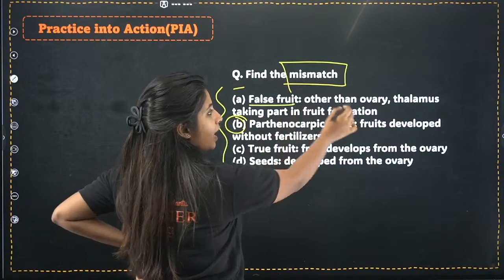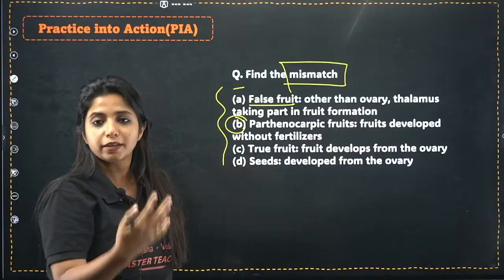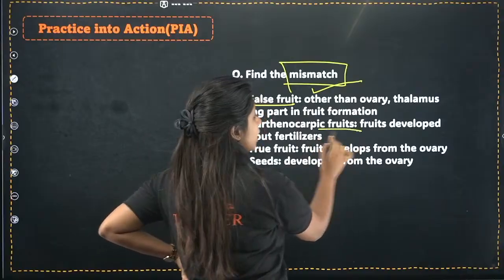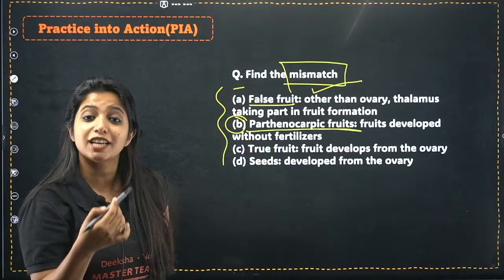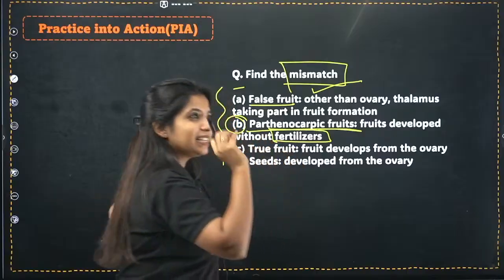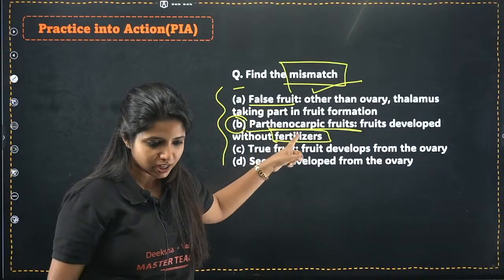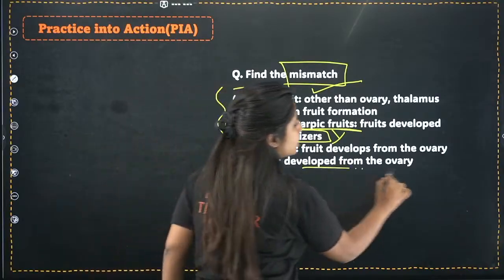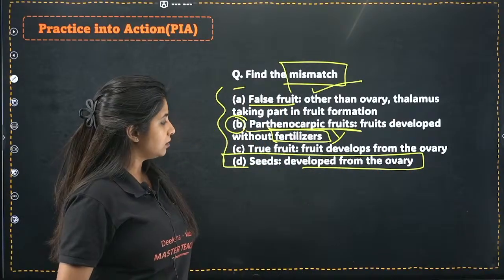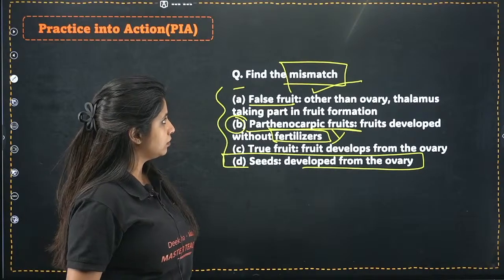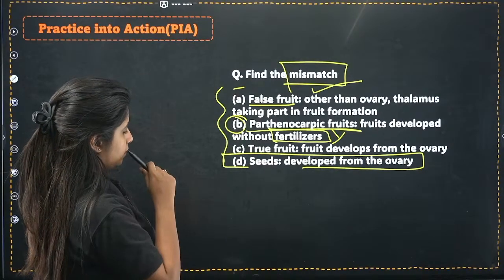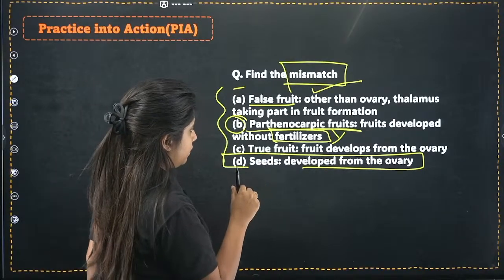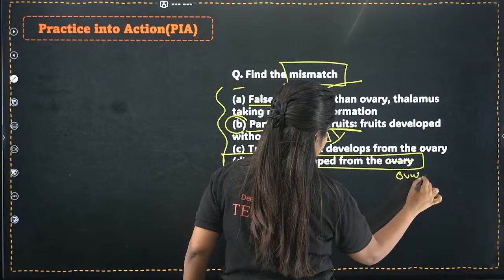Exactly. False fruits are the fruits where, other than the ovary, other parts of the flower are also taking part in the fruit formation. That is actually correct. Parthenocarpic fruits are the ones where fruits are formed without fertilization, not without fertilizers. Fertilizers and manures provide nutrients, right? So this would be a wrong statement. True fruits are the fruits which developed from the ovary, and seeds are what? They developed from the ovary. That is, seeds developed from, wait. Seed should be developing from the ovule, right? So this will also be a mismatch.